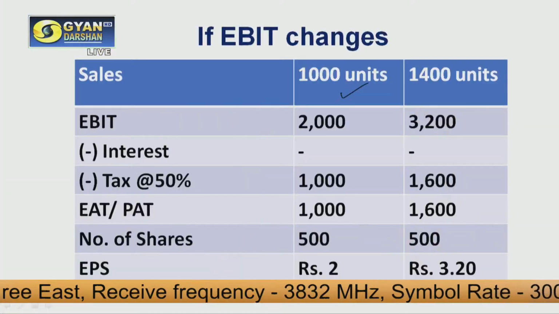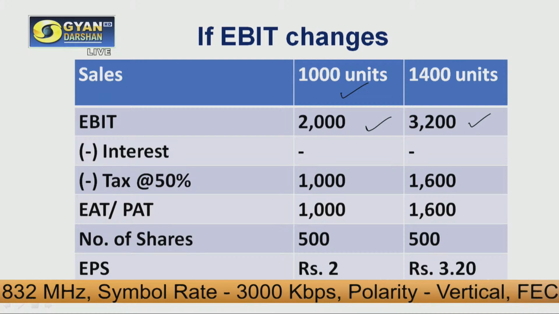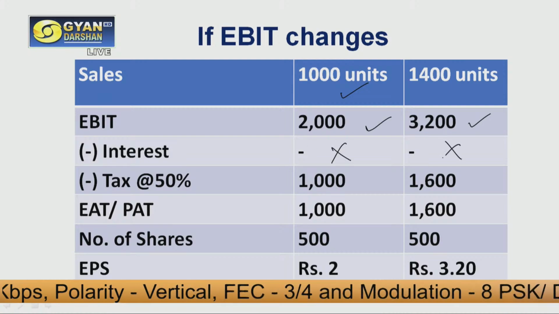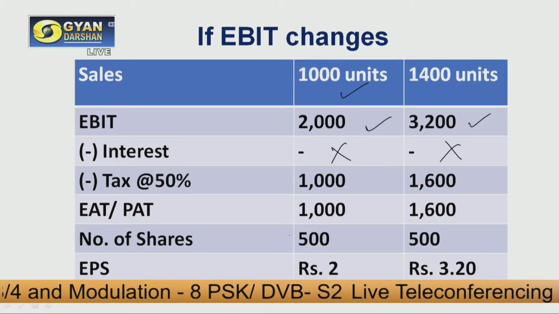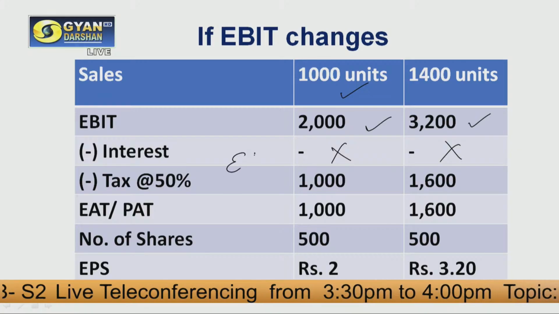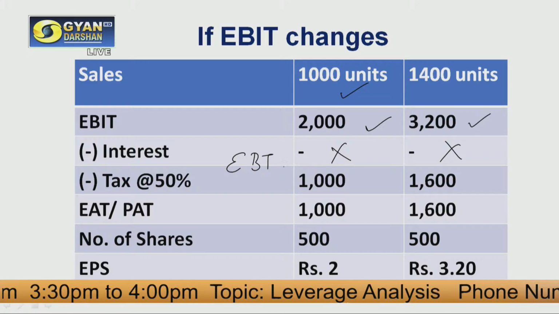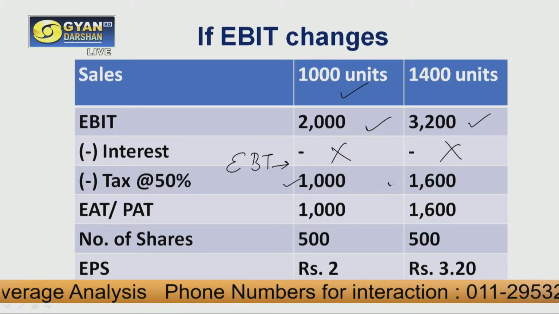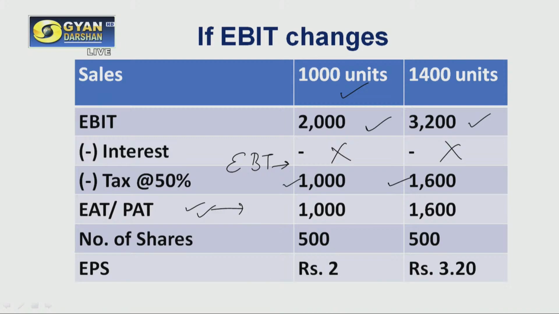Our EBIT was 2000 in the present sales situation, and in the expected sales situation, our EBIT is 3200. But there is no interest in this case, because we are considering a case wherein we are not using any type of debt. After deducting interest, we usually get earnings before tax. But since the earnings before tax and EBIT are the same, there is no need to write it separately. After this, I have to deduct tax, which is 50%, and after deducting tax, we get this amount, that is earnings after tax.